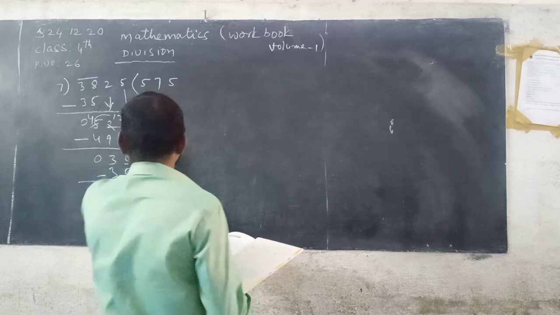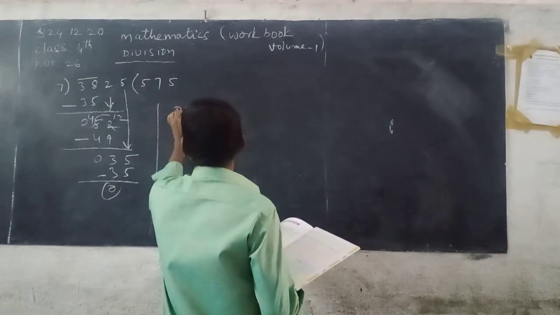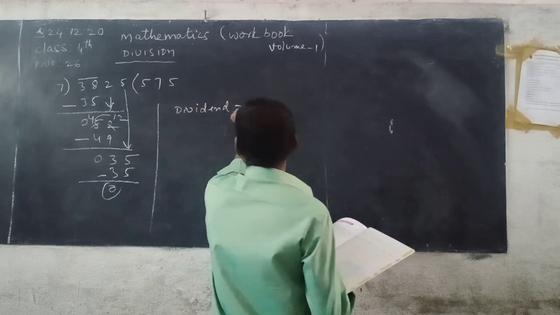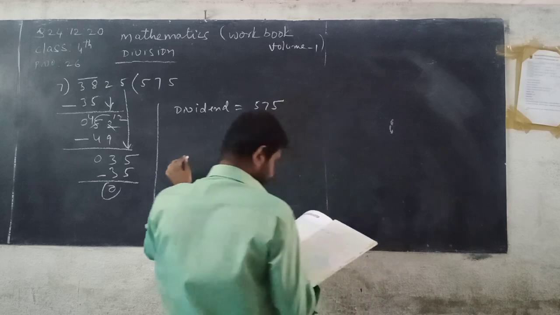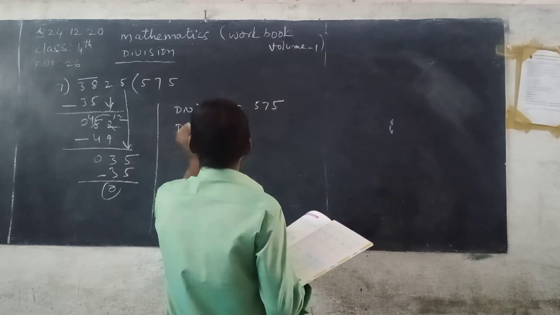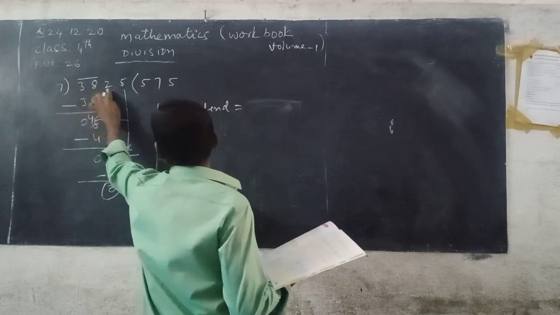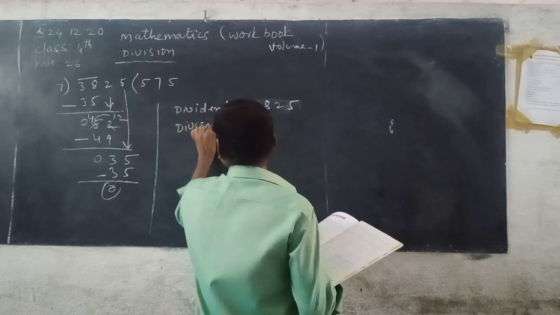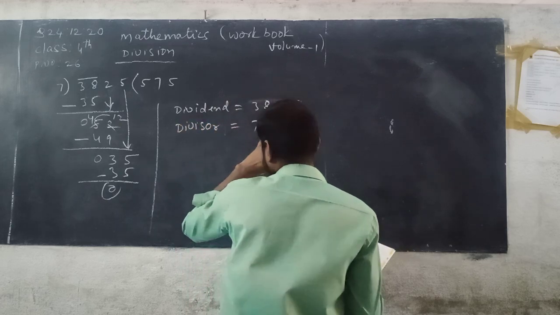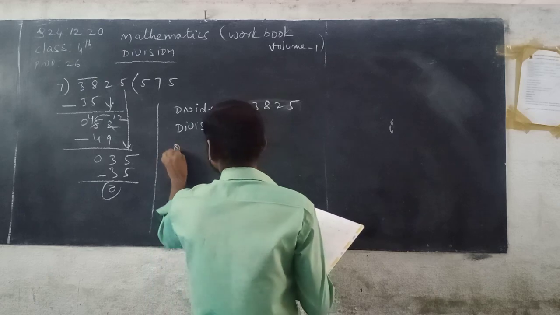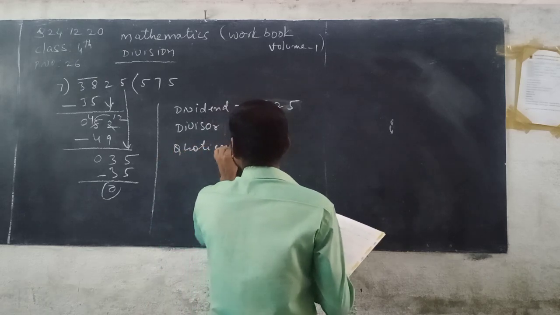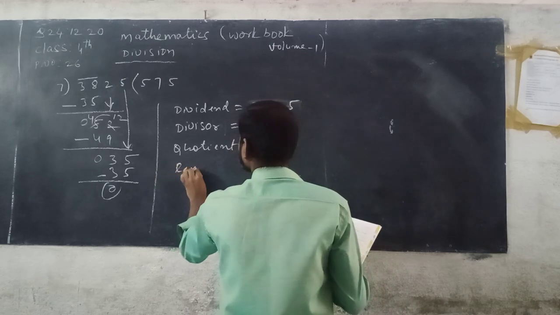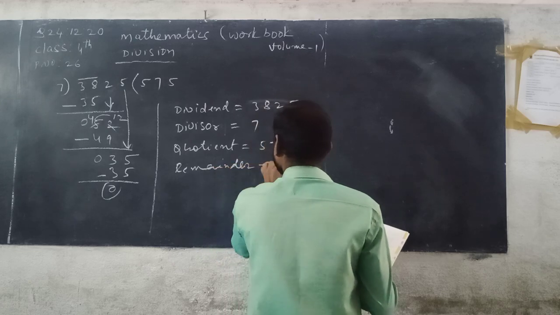Here write down: dividend is equal to 3825, divisor is equal to 7, quotient is 575, remainder is 0.